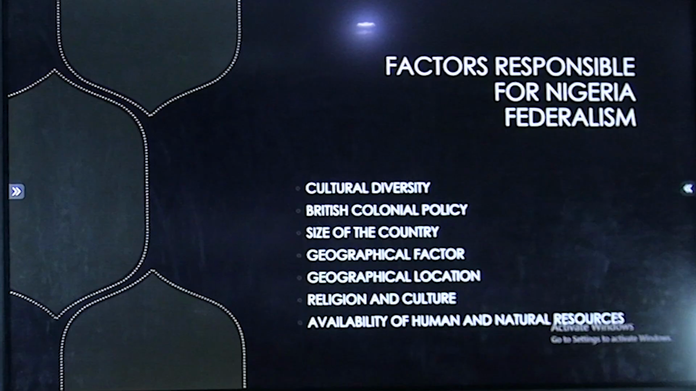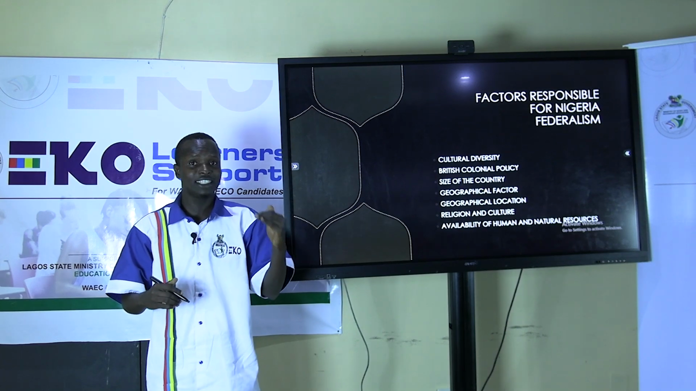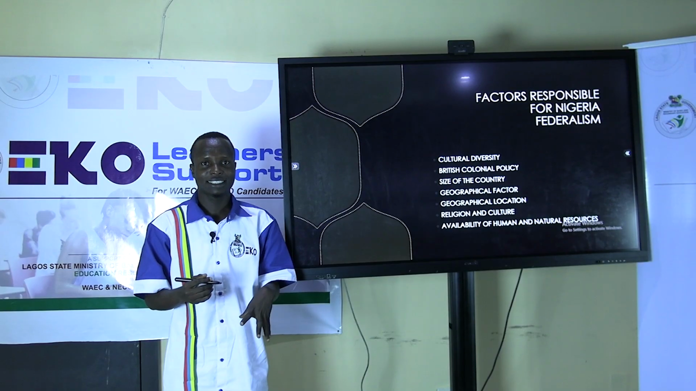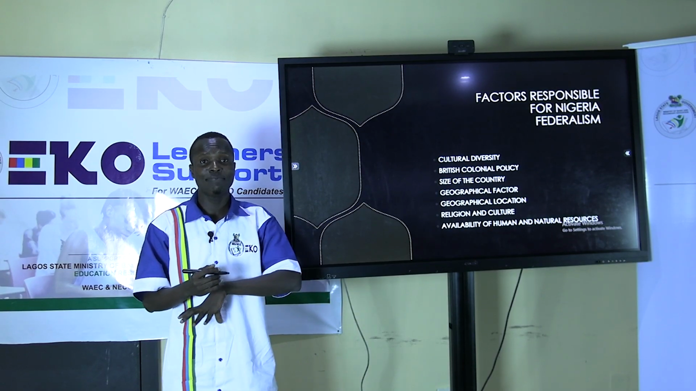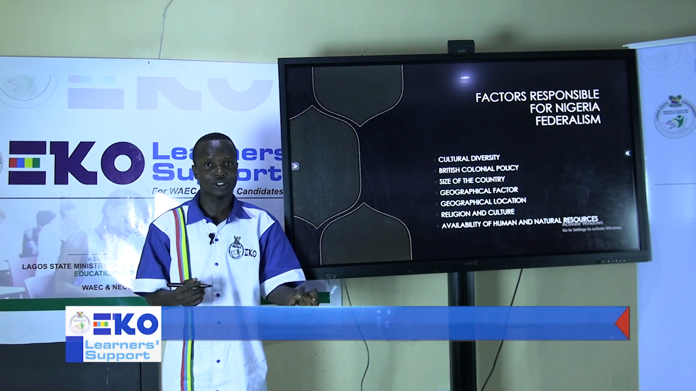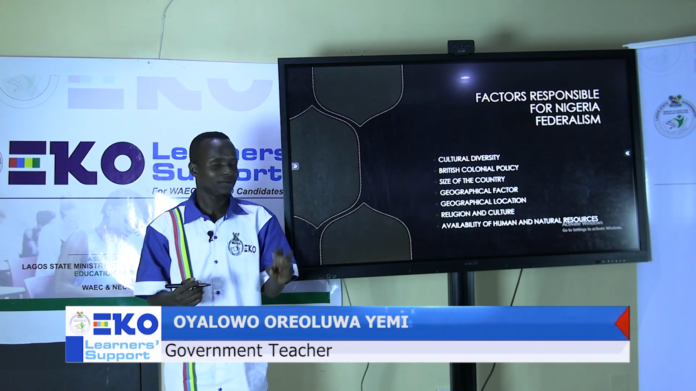Number three, size of the country. Nigeria is a very big country in land mass and in population. Number four, geographical factors. The geographical factor is very similar to the size of the country. Nigeria is highly populated and vast in land mass, very big in population and in land mass. So the best system that can help us operate is federalism.